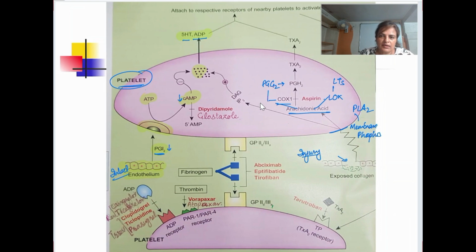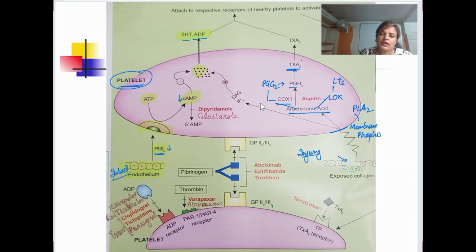Depending on the cell, it is going to synthesize... this is a platelet cell, so here what will come? Thromboxane A2 that is synthesized from the platelet cell, because within the platelet there is thromboxane synthetase, that enzyme which is going to cause the synthesis of thromboxane A2 from prostaglandin H2.